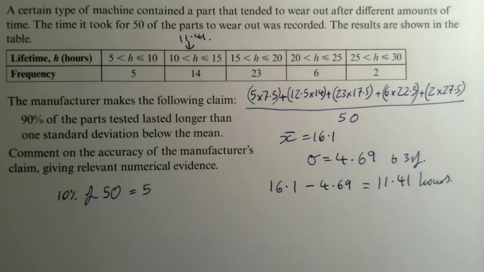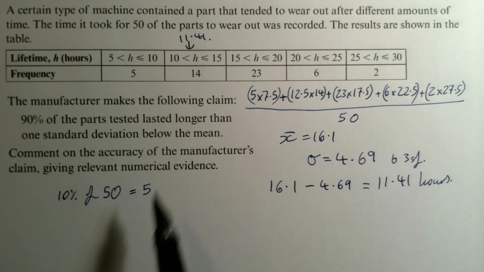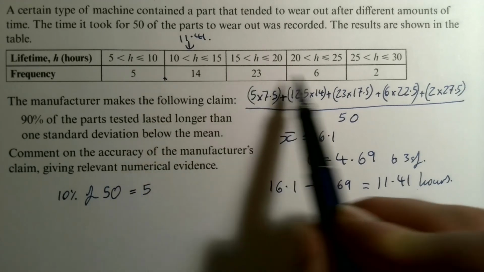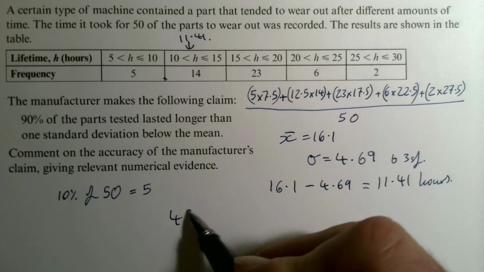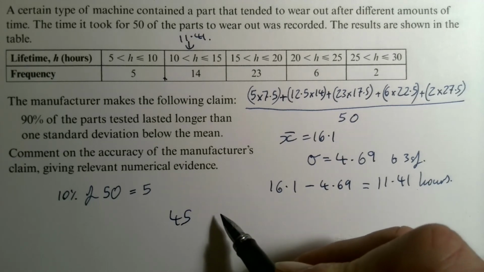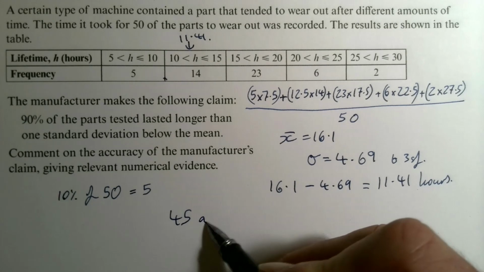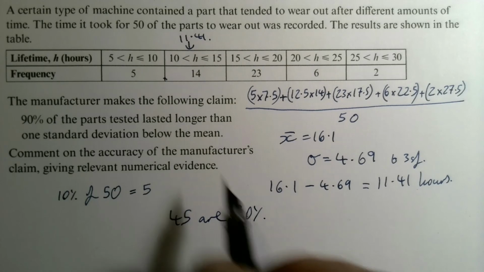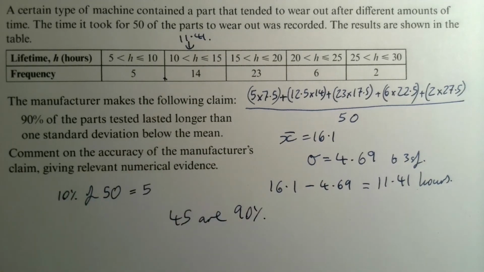Oh, and actually looking at it, 10% of 50 is 5. I don't need to do the percent, I think, because it's fallen right there. So that means I know that 45 are 90%, and 45 have gone to 10, haven't they? So how many have got to there? What percentile is 11.41? I suppose we should work that out. I guess we're going to have to work backwards there a little bit.